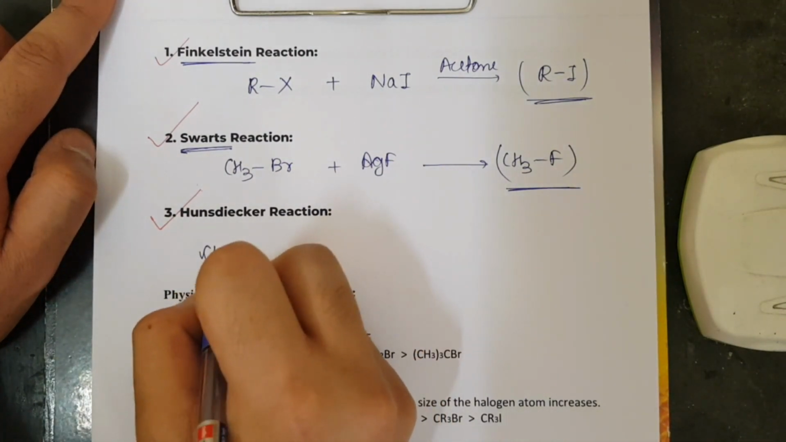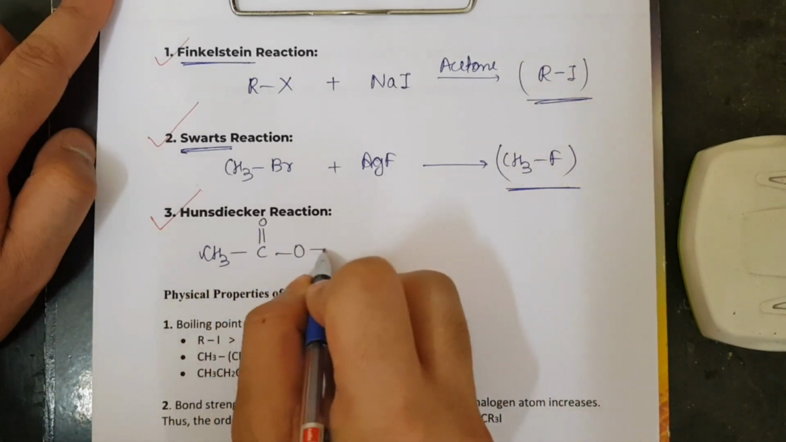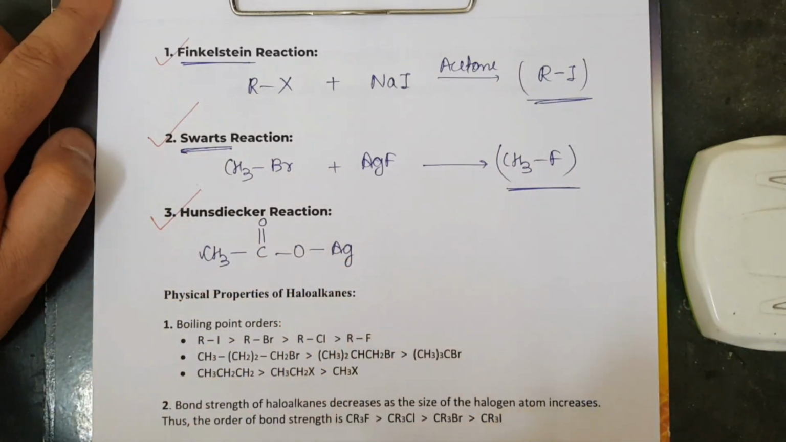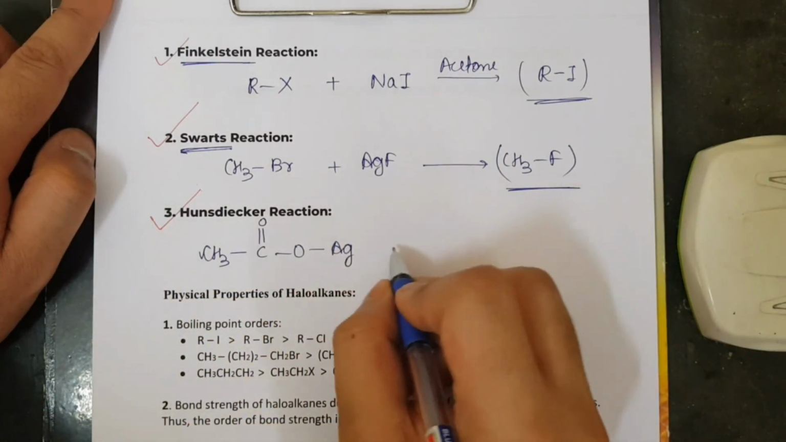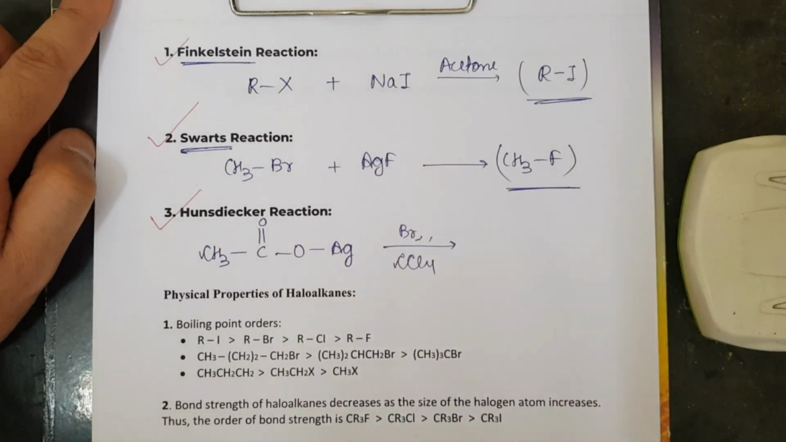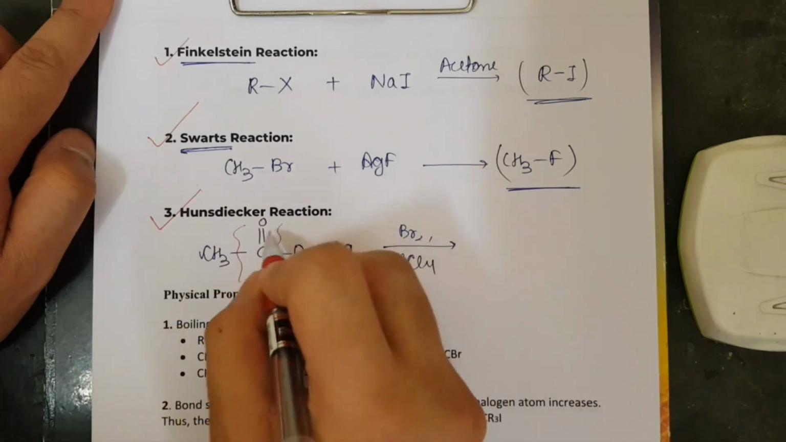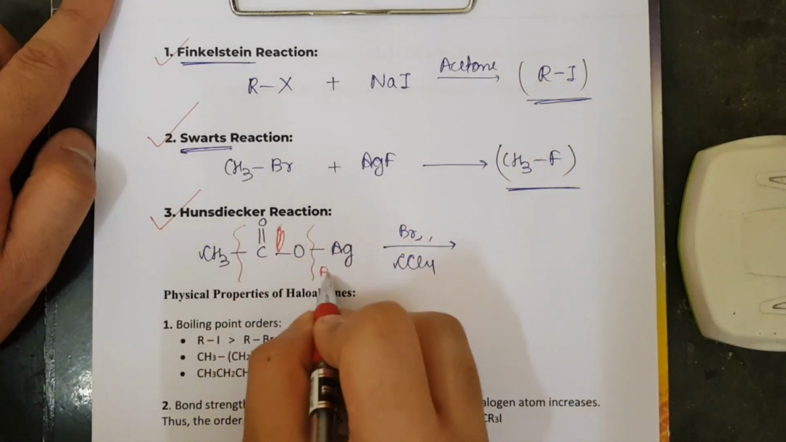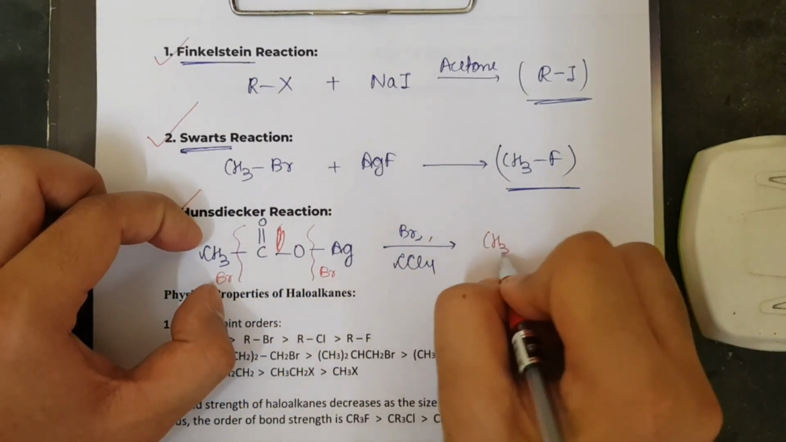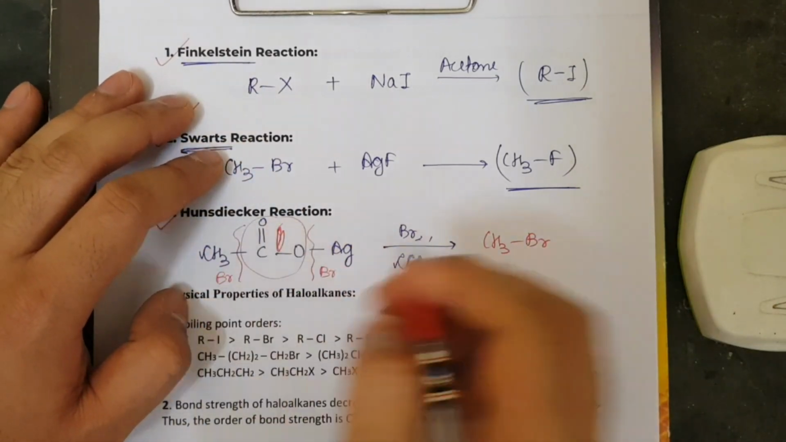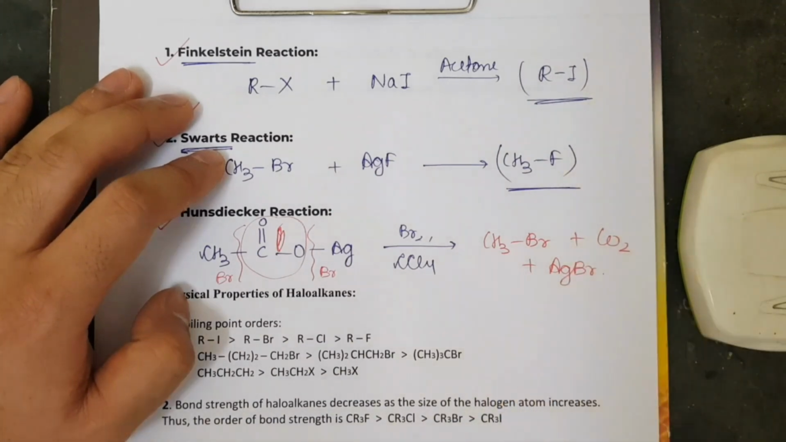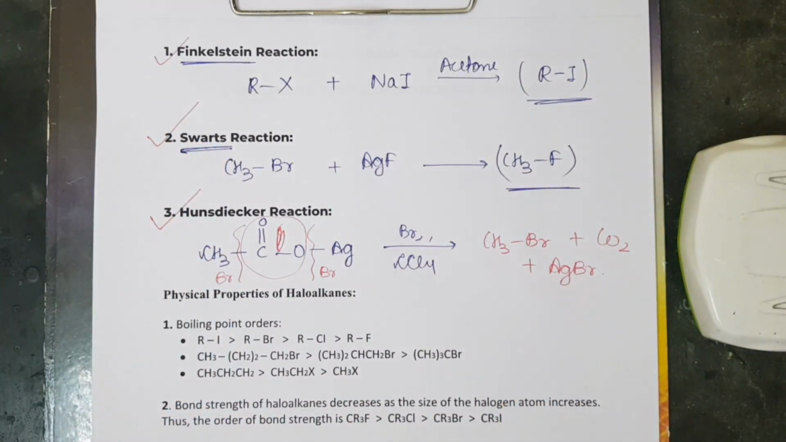What happens in this? We have been given CH3C double bond O, OAg. Okay, we had the acid, we reacted that with AgOH to give the formation of this compound. Now if we take Br2 in the presence of CCl4, what actually happens from here is that, kindly see it, this would help you in keeping it in mind. Send one Br here, and one Br onto this side, so we would get the formation of CH3Br. From here we would get the formation of CO2, and AgBr would also be formed. So this is the very important Hunsdicker reaction.